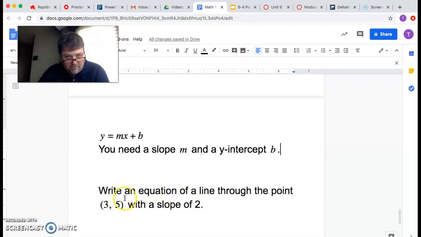Note that this is not the y-intercept. If it was, this would be super easy, right? It wouldn't take any steps at all. You just write it. But that's not the case, and very seldom is. So let's do this one together.